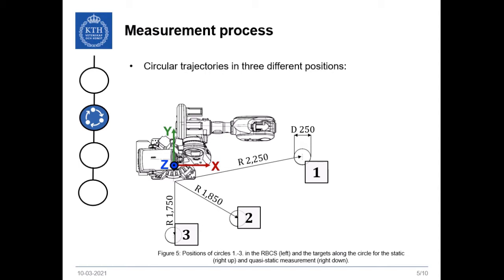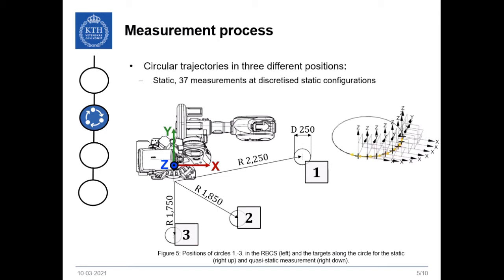Measurement process. The procedure for both the static and quasi-static measurement is repeated at 3 positions numbered as circle 1 to circle 3. The circles have different radii, r, from the origin of the robot's base coordinate system. This is visualized in Figure 5. All circles have the same z-axis component or height from the ground. The circles have a diameter of approximately 250 mm.